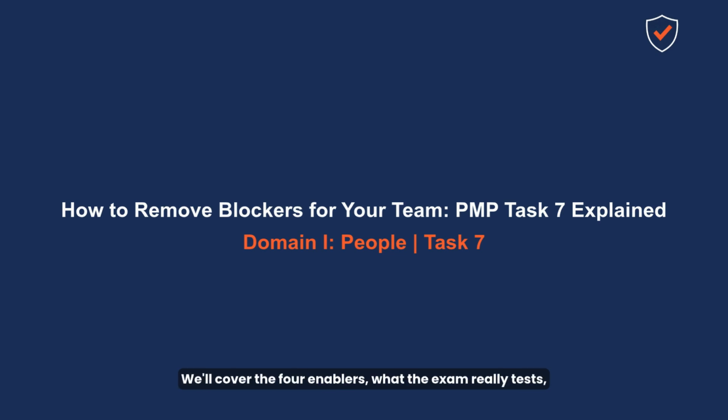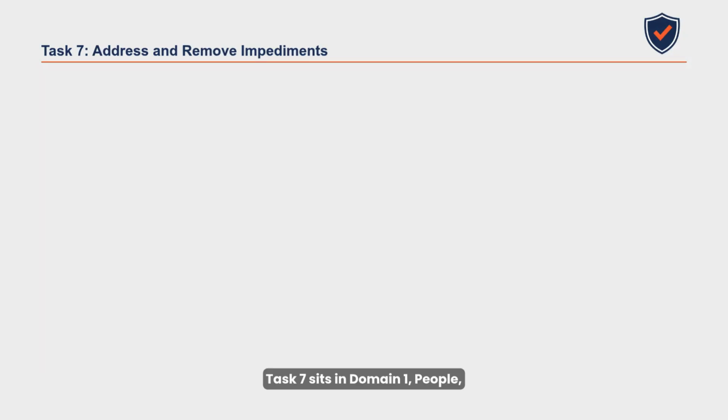We'll cover the 4 enablers, what the exam really tests, how Agile handles impediments differently, and I'll finish with a practice question. Let's get into it. Task 7 sits in Domain 1, People, which makes up 42% of the PMP exam. The task statement is, address and remove impediments, obstacles, and blockers for the team.